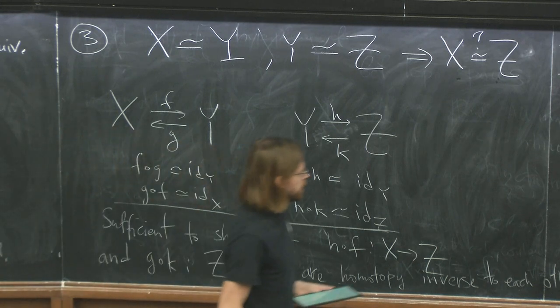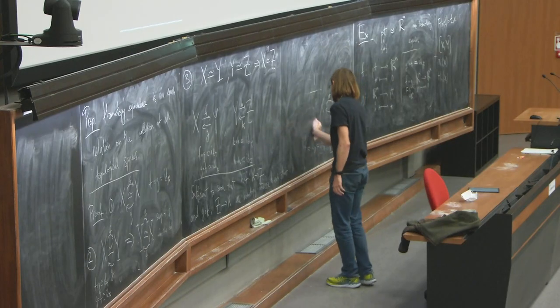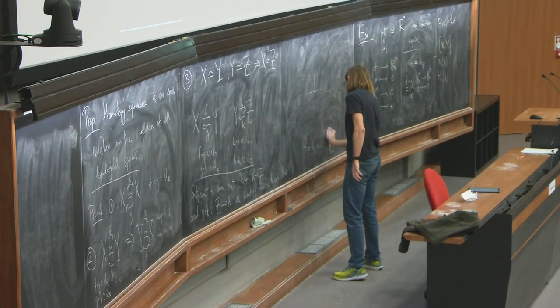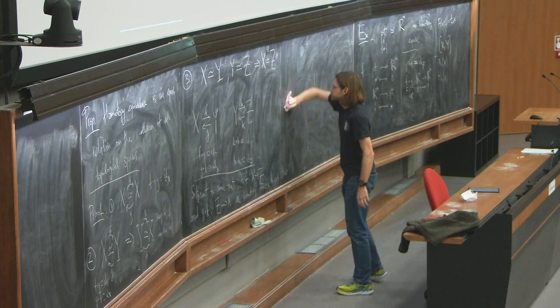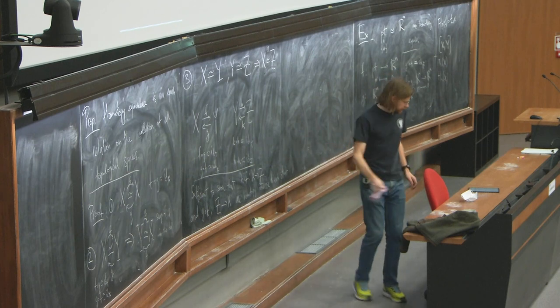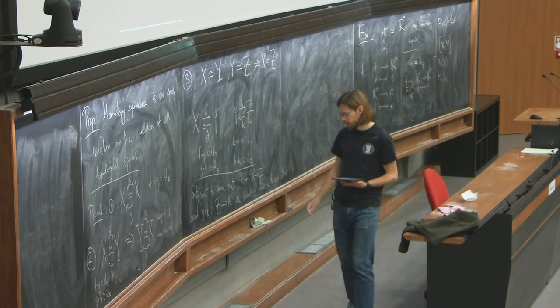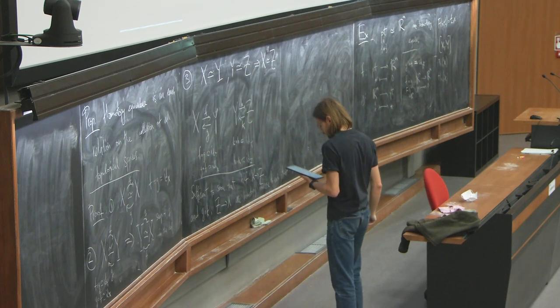Okay, so let's again, because if you just present some pair of maps which are homotopy inverse to each other, we are done by definition. Why is this the case? Well, let's consider a composition in one way.